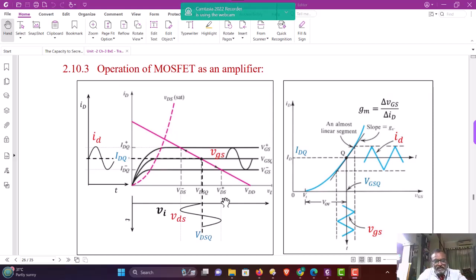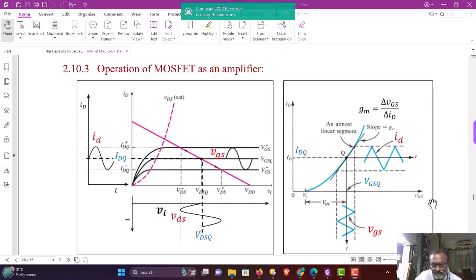VDS is equal to VDD minus ID RD, and it is also changing sinusoidally, by tracing the projections of operating points Q1 here and Q2 here on the x-axis and plotting the curve. You are getting the sinusoidal curve for VDS. And we see here that VDS is 180-degree phase shifted with VGS and ID. The same thing is shown from the input characteristic here.